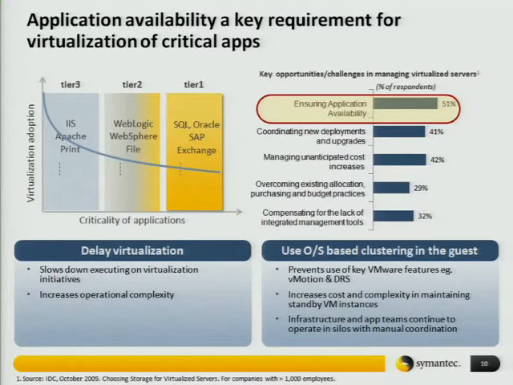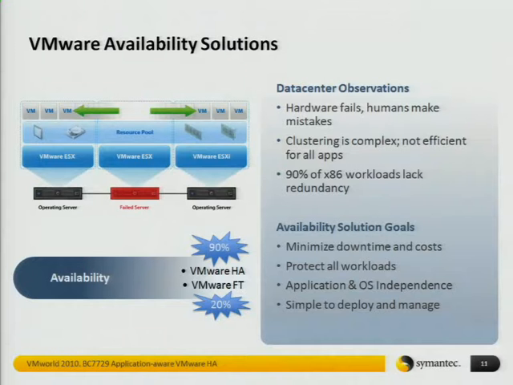And as we talk to our end users, and if we look at IDC, we are in agreement with what IDC says. The number one concern that people have around moving Tier 1 applications into virtual environments is really around ensuring availability, making sure that those applications are up. Now, VMware has a solution for that. VMware has two solutions, actually. One is VMware HA. The other one is VMware Fault Tolerance.